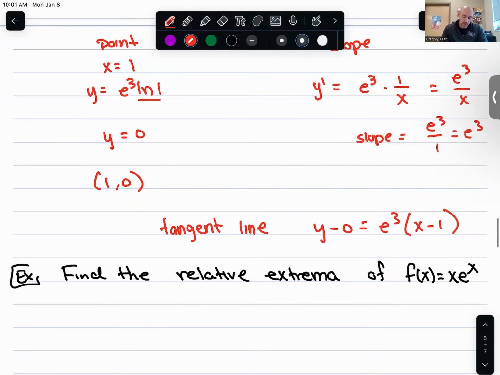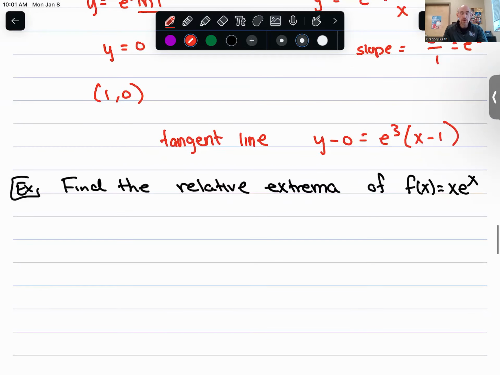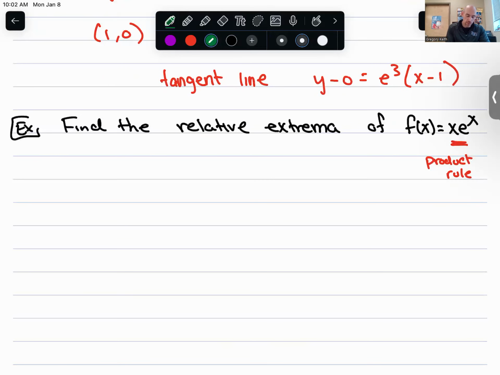Let's try relative extrema. Now this one, e does have an x, so we do have to use it. But notice there is an x in front, so that means we need to do a little bit of product rule with this. All right, so we're going to find the relative extrema. Whenever we find the relative extrema, we got to start off with finding those critical numbers, which means we need to figure out where the derivative is equal to 0 or undefined. So let's take the derivative first.